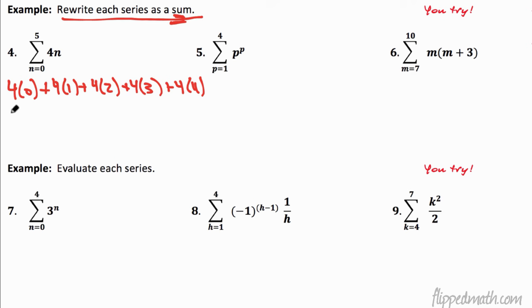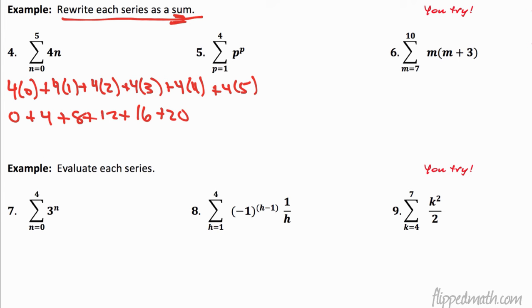And then what do we get? 0 plus 4 plus 8 plus 12 plus 16. That's basically it. We're done. 1, 2, 3, 4, 5 terms. Start at 0, go to 5. Oh, that means I forgot one. Got to go up to 5 plus 20. Ta-da! That is our sum. We wrote this series as a sum.